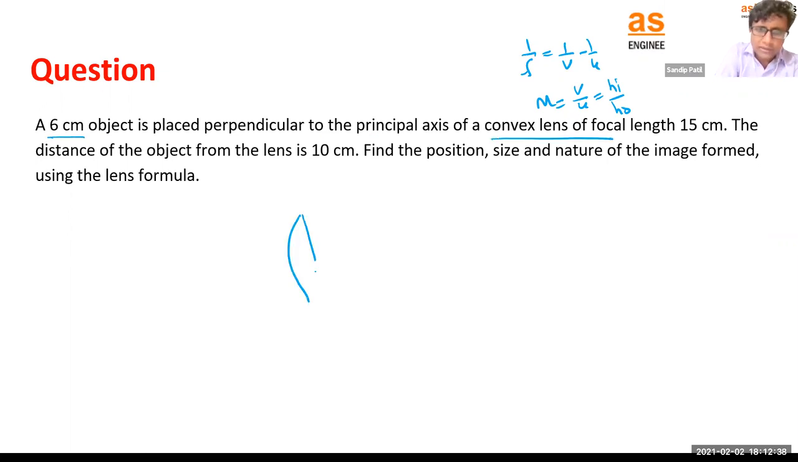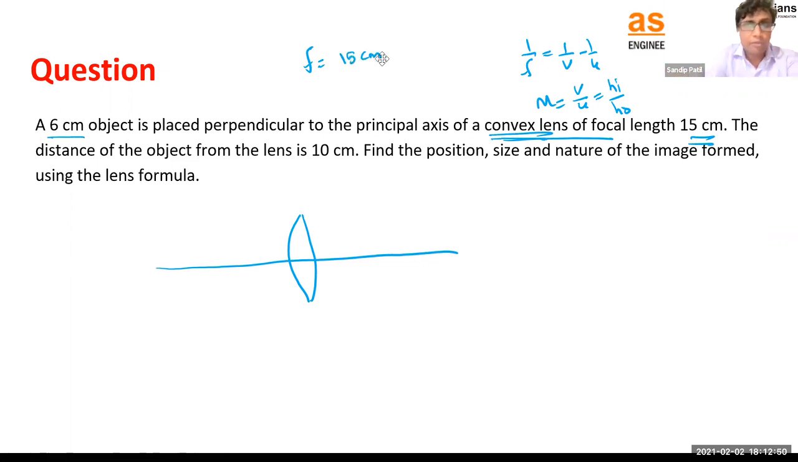Let's try to draw the diagram. So the convex lens will be like this, which has focal length 15 centimeter. For a convex lens, focal length should be positive or negative? It's positive, and these positive and negative terms are very important sign conventions. The distance of the object from the lens is 10 centimeter. So the focal point is somewhere here, at a distance of 15 centimeter, and the object is kept here. Always try to draw a diagram in this case, as that will give you the understanding of where the image should be.